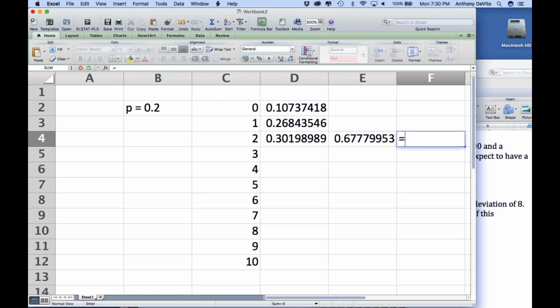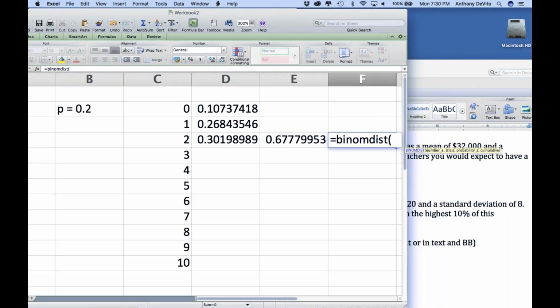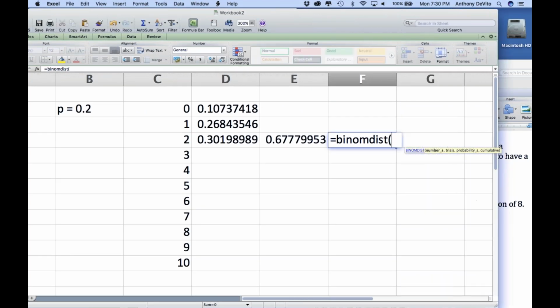Remember that cumulative trick? Okay, let's try that. BINOM.DIST, parentheses. Let me just spread this out a little bit. What is that again? That's going to be 2, comma, trials is 10, comma, 0.2 is the probability of success for any individual. And this time I'm going to say true.